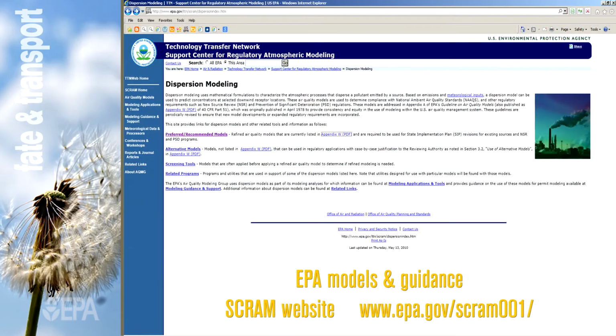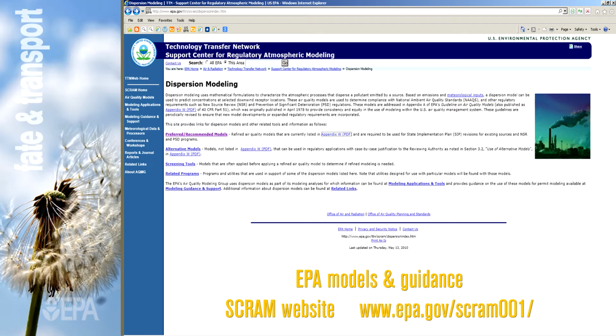So if you want to learn more about dispersion models or atmospheric models, probably your best source is to go to our SCRAM, or Support Center for Regulatory Atmospheric Models, website. There's the URL. You can click in there, and you can get all sorts of model guidelines and guidance, which models are preferred by EPA, just by going to this website.